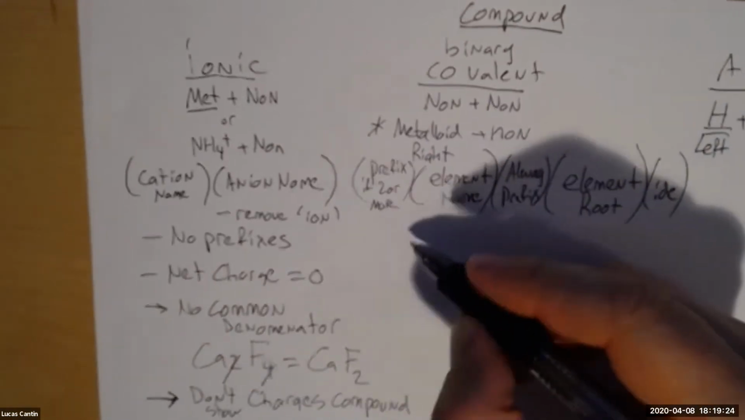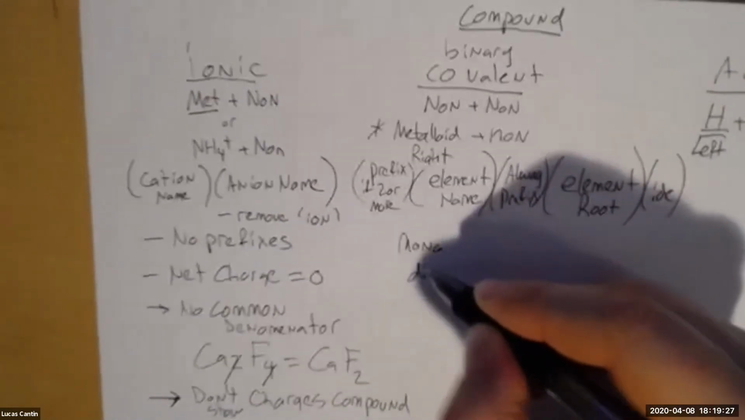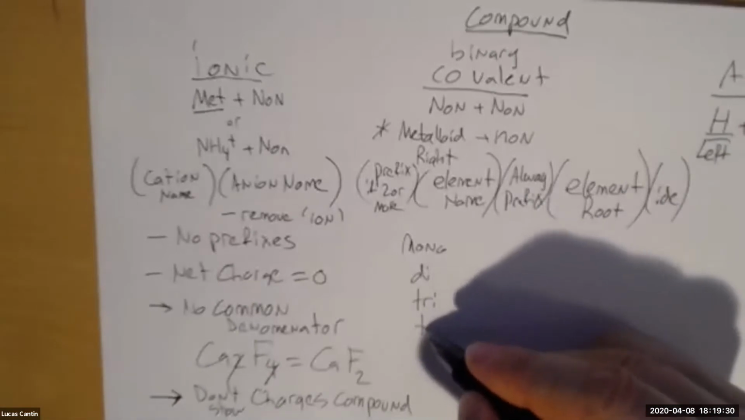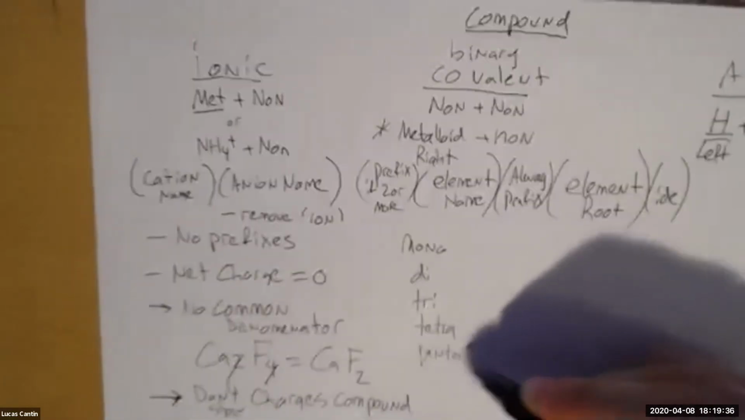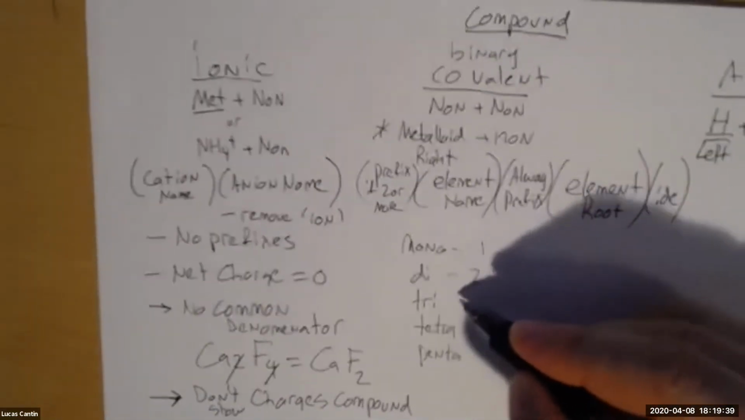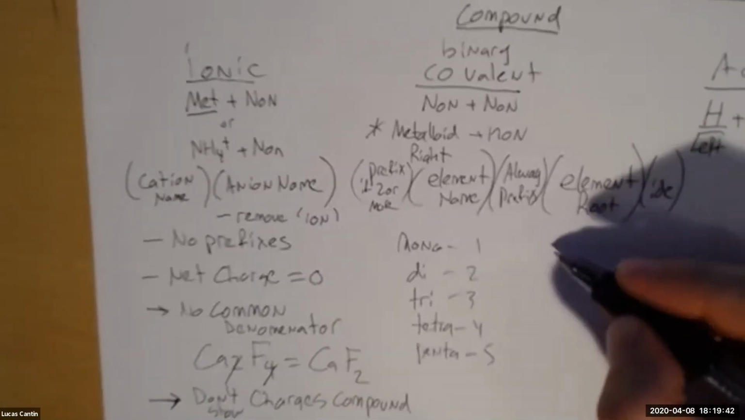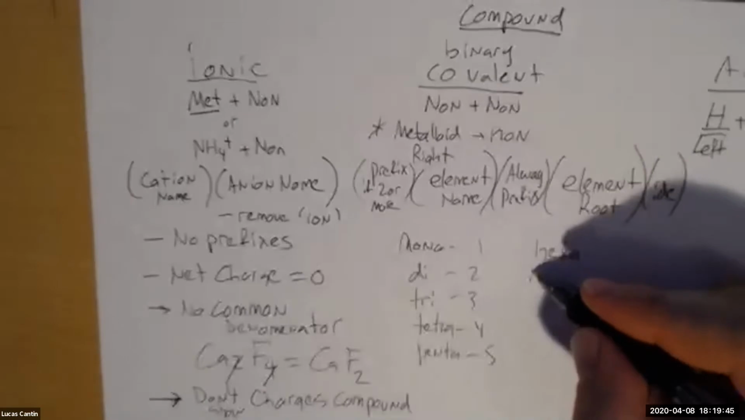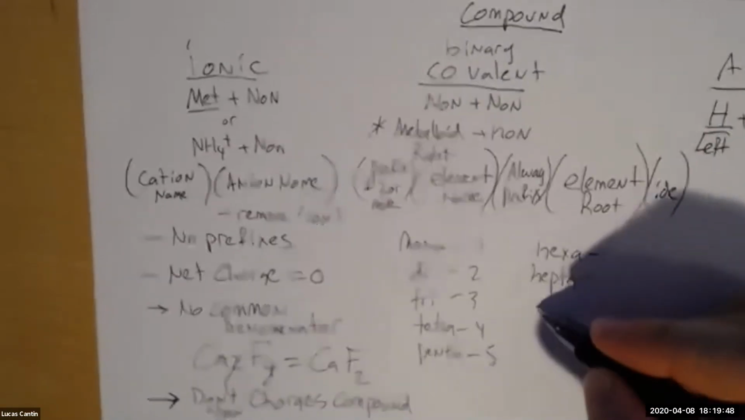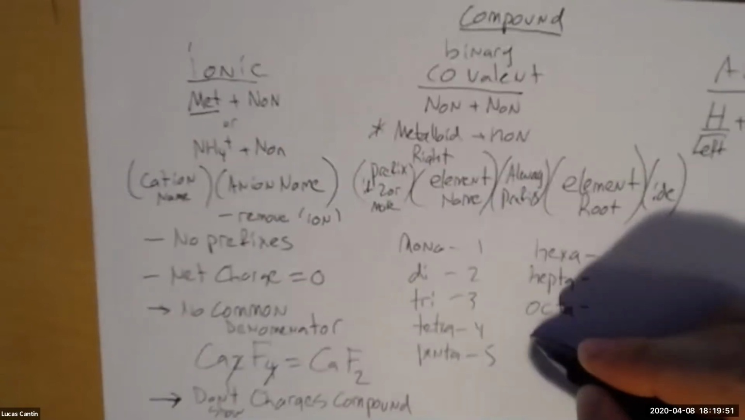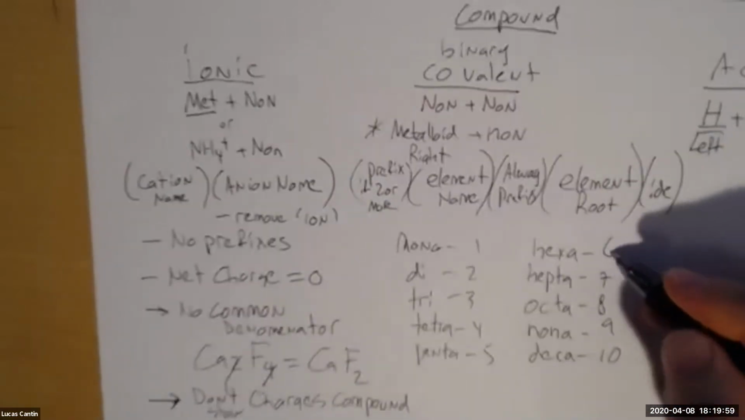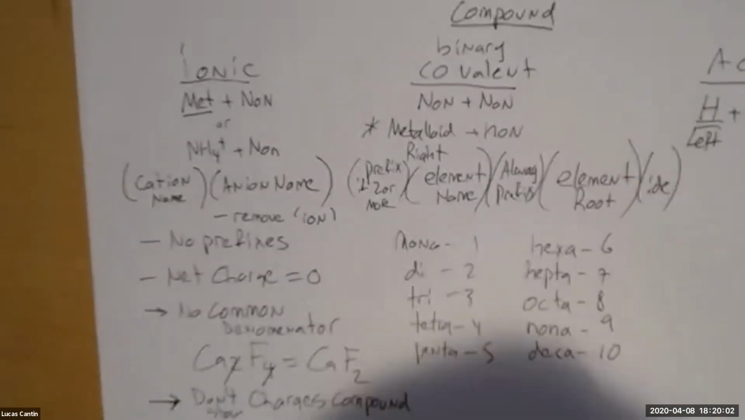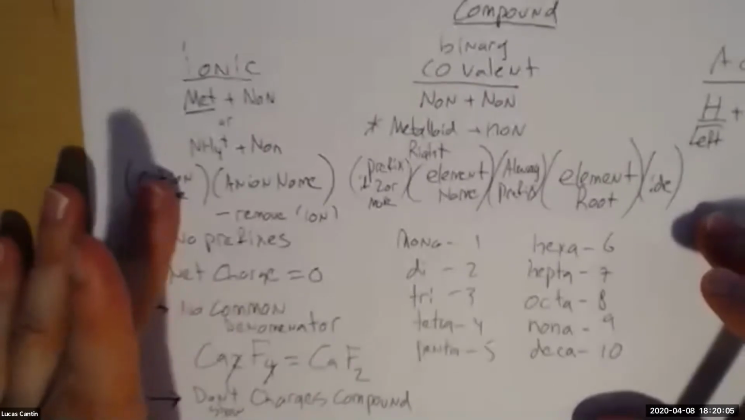And then our prefixes are mono, di, tri, tetra, penta. I guess I'll go across. And then hexa, hepta, octa, nona, and deca. Okay. So I'm just going to keep these rules here, and then we'll build stuff.